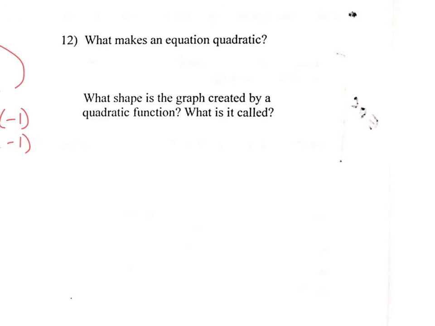All right, question 12, what makes an equation quadratic? X squared. The shape is like a U shape, and this is called a parabola. You just need to recognize all that terminology.